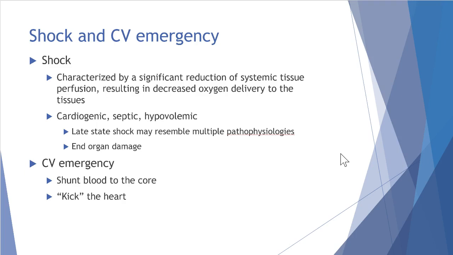But cardiogenic shock could be like a patient with heart failure whose heart is, maybe late stage heart failure, and their heart's just not pumping adequately. CV emergencies, basically shunting blood to the core and kicking the heart is how we handle that. So if somebody's heart is failing, we want to push blood to the core. We want to stimulate them with something that's going to hit those beta receptors.